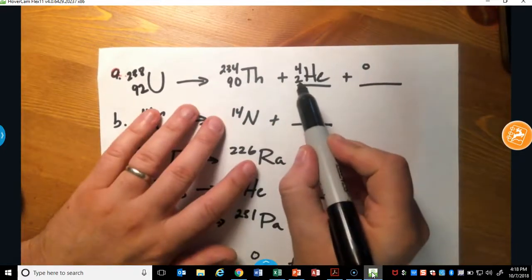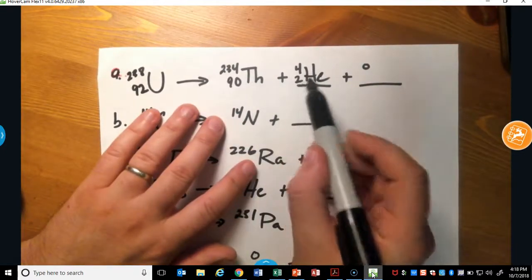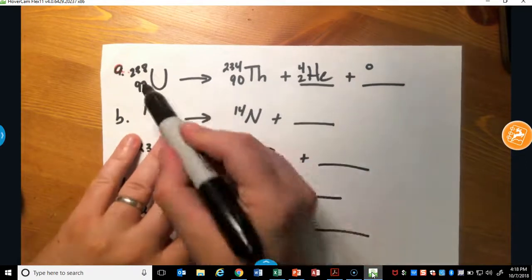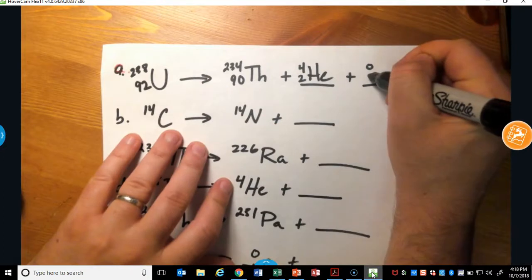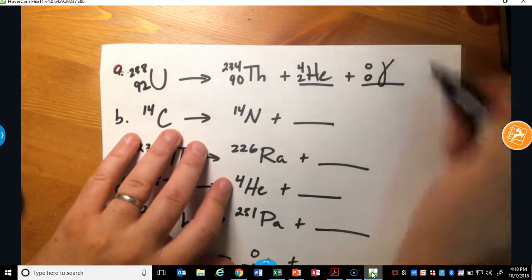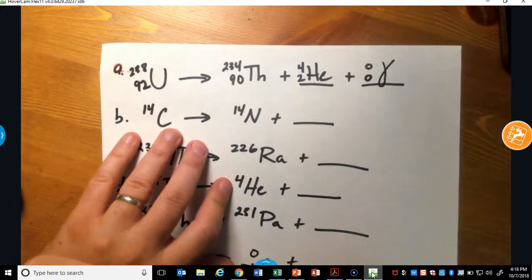Now, since the alpha particle has an atomic number of 2, these 2 atomic numbers combine to 92. That means this radiation must have an atomic number of 0, which means it's gamma. That's basically what we're doing here. We're just going to fill in the missing particles by determining what mass and atomic number they should have.